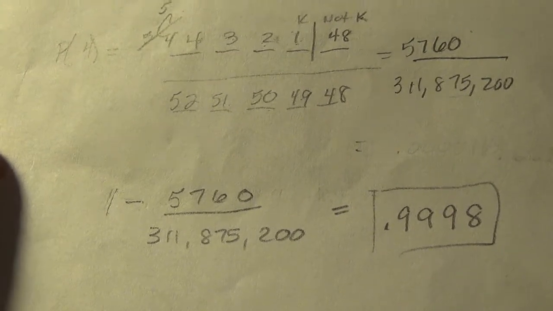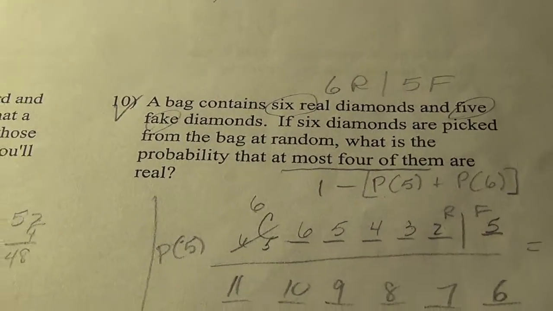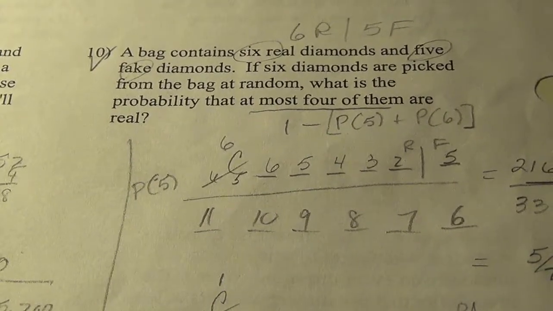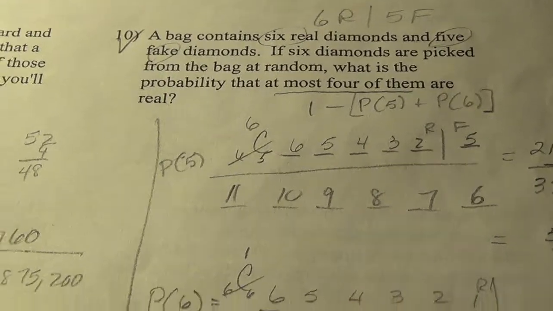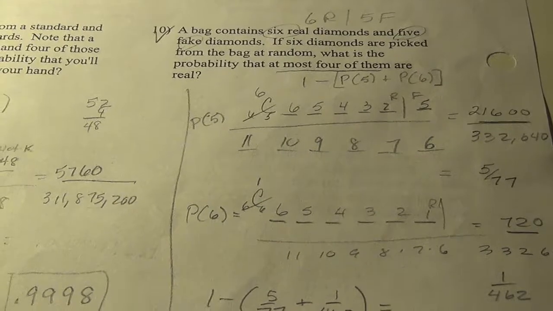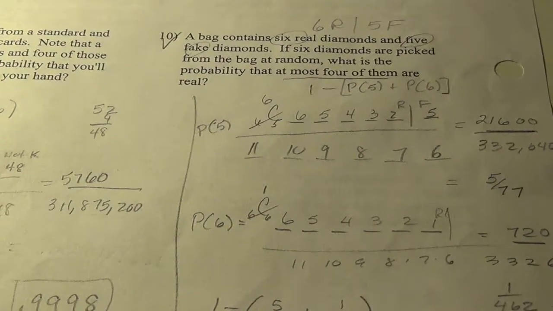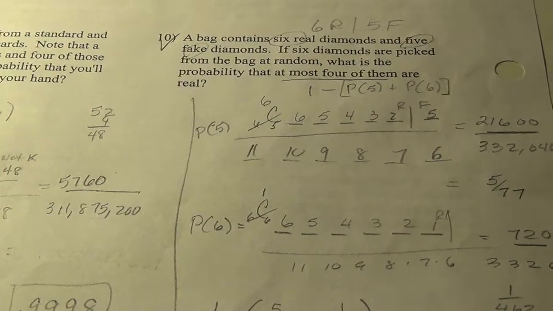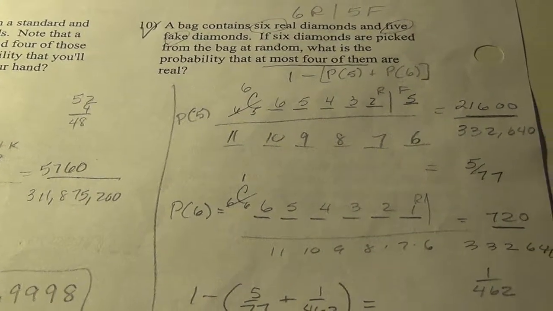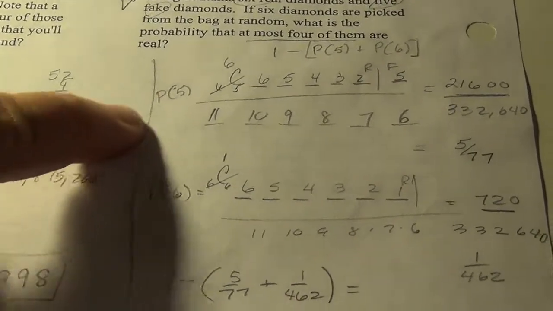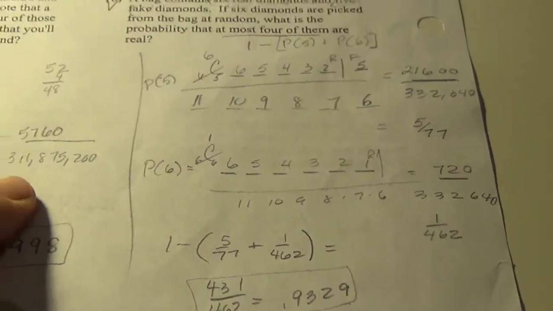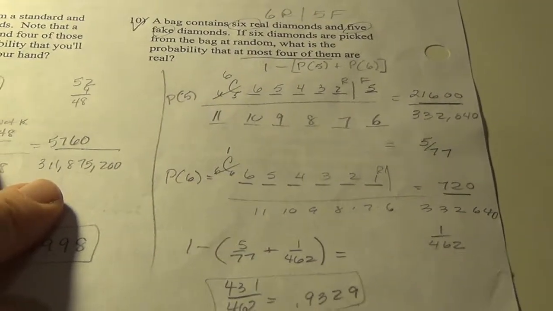All right, and here is the bag with 6 real. We already did this one. Yes, we did. So this one was at most 4. So we found the probability of 5 and 6 and subtracted that from 1, which was easier than doing 0, 1, 2, 3, and 4 and adding them up. So there's the probability of 5, here's the probability of 6. We added them together and subtracted from 1, and we did that one together earlier.